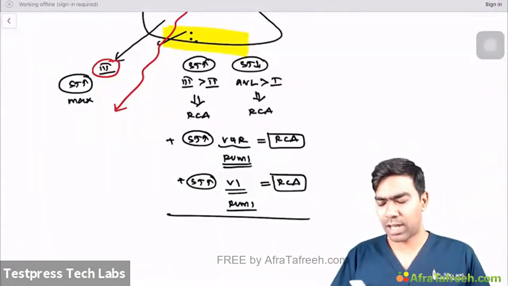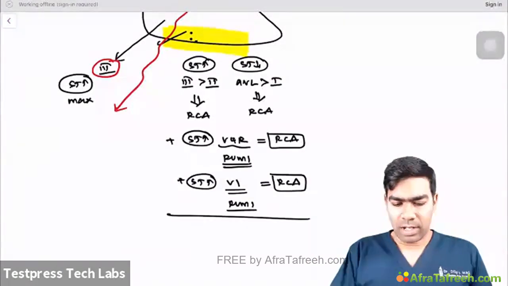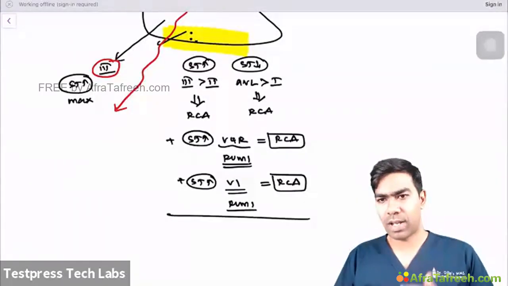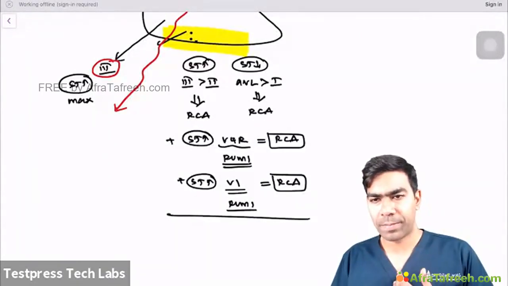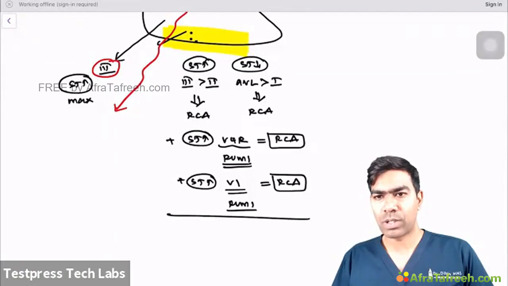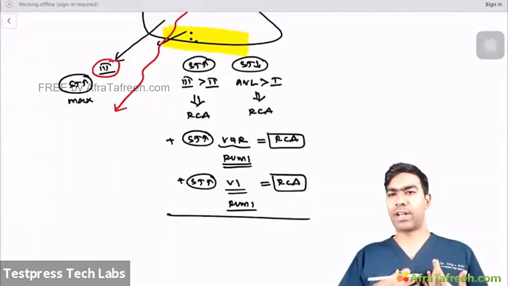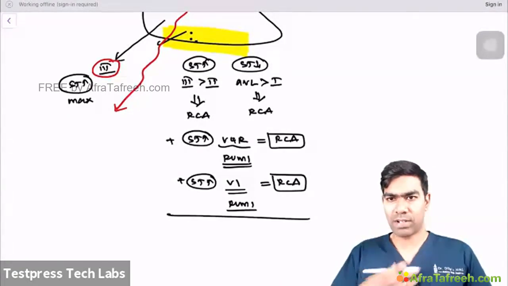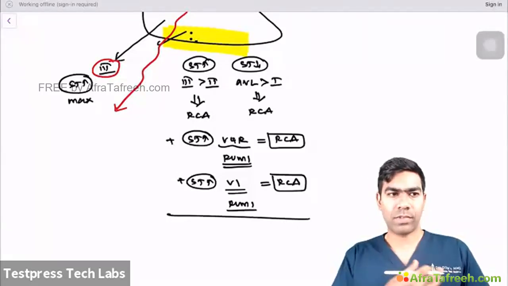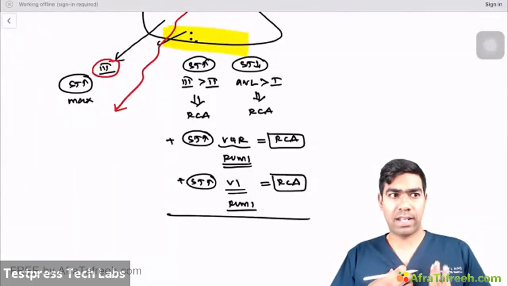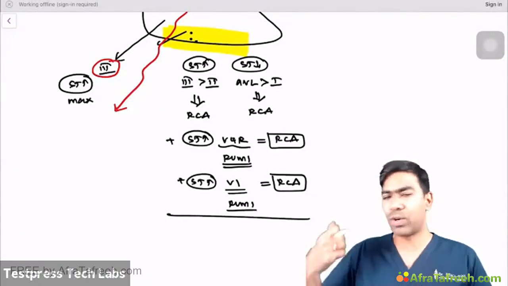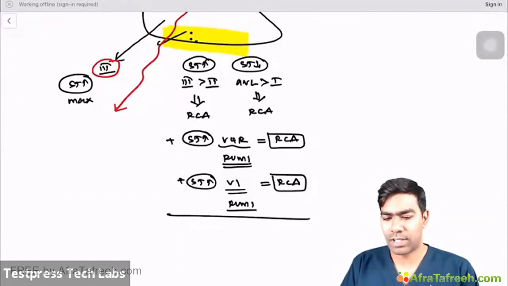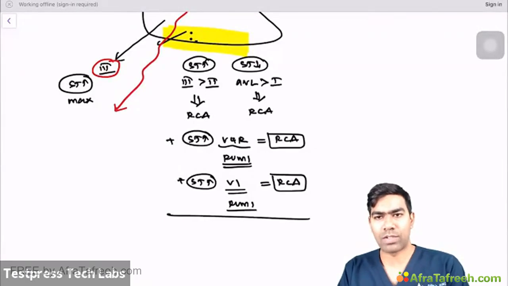Now you know how to analyze RCA. RCA can produce a posterior MI. Remember, it's not that RCA cannot produce a posterior MI. I mean, what your question is correct. See, V1 is the only lead that sees the right ventricle to an extent. If you have a V1 elevation, it means there is a right ventricle involvement. Right ventricle is supplied only by RCA, we know that, and that must be equal to RCA involvement. That's all. So this is a simple rule whenever you see this kind of stuff.